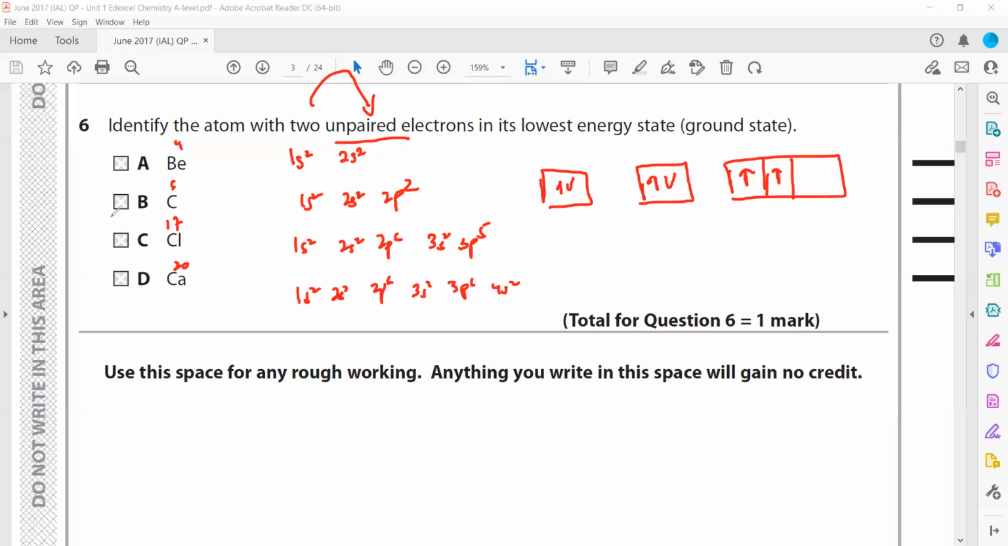B is the right answer, because when we draw for carbon, carbon has two unpaired electrons in the orbital. But for the others, like here, this is 3p5. So when I draw 3p5, first 1, 2, 3 will occupy singly, and then 4 and 5. So there is one unpaired electron, but in carbon there are two.